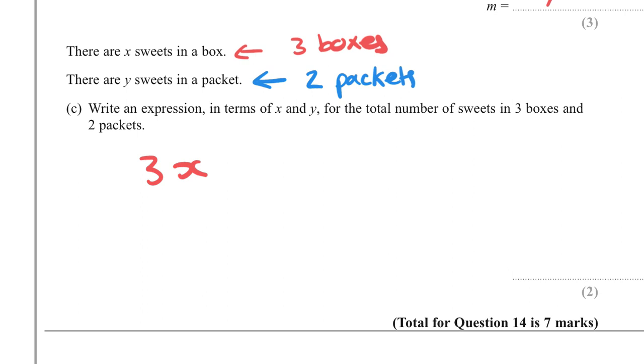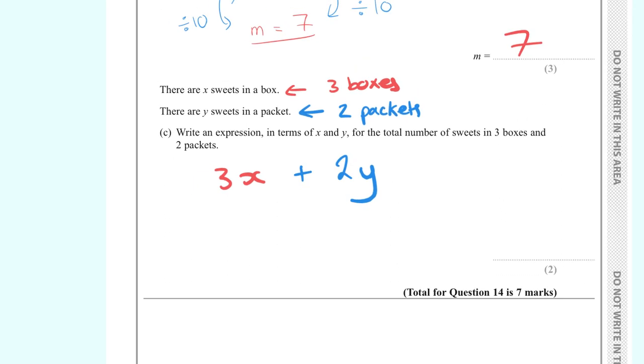Okay, that's for the boxes. But we also have 2 packets. So we're adding on those 2 packets, which we can say as y in each packet, so that's 2y. That is it. Nothing more. That's all there is to it. That's actually not too bad once you go through the question.